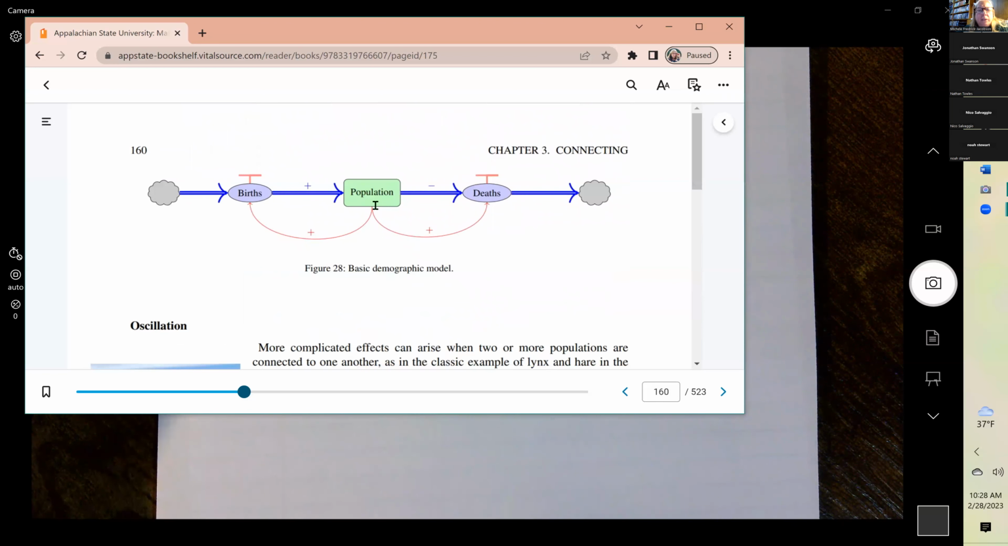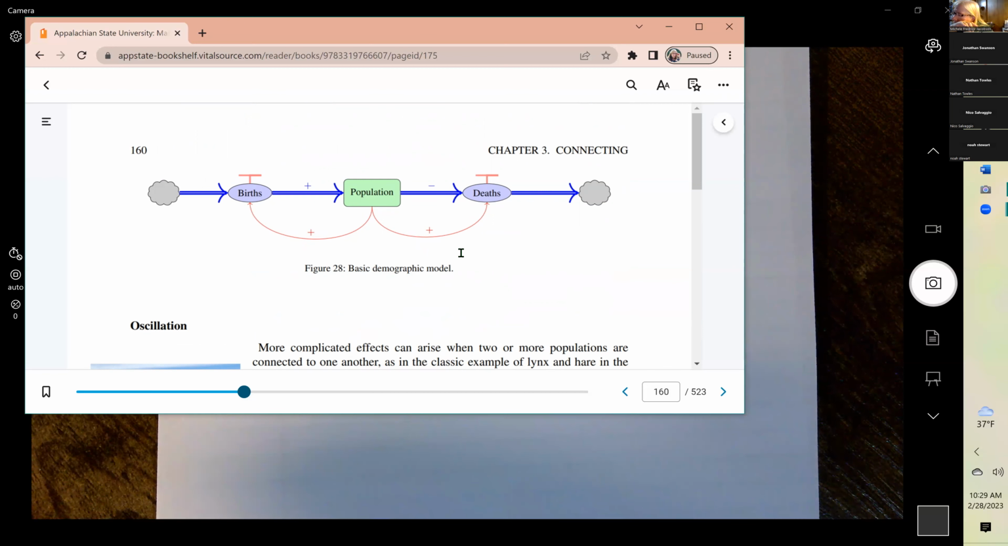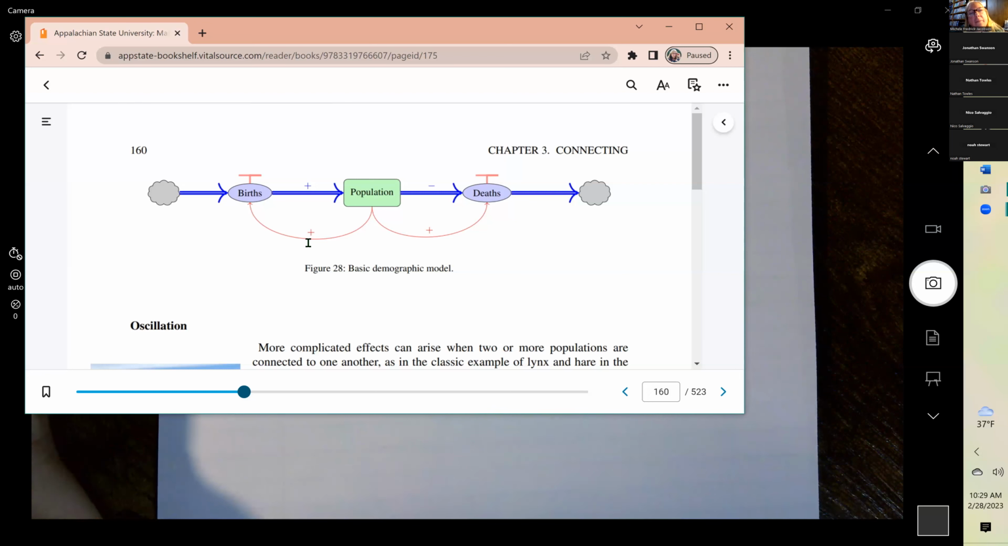They said it could work for any population, animal, person, because as this grows, then the births grow. But as this grows, then the deaths grow. And then I think it's the next section. They actually give us a rate for these, to see if they are going at the same rate. Any questions?